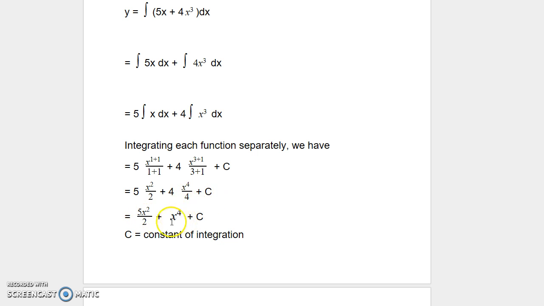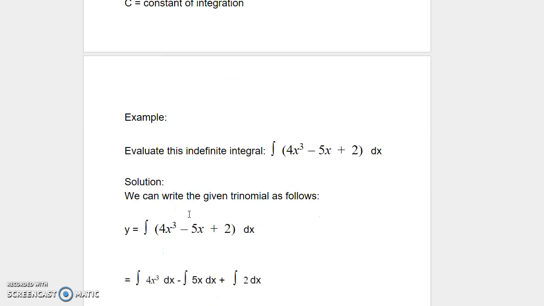So putting all these things together, we have 5x squared divided by 2 plus 4 and 4 cancels out, leaving us with x to the power of 4 for the second term, and then the third term is the constant of integration. So this is how we're going to solve these types of integration problems. So let's look at another example.